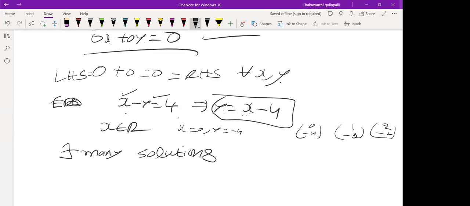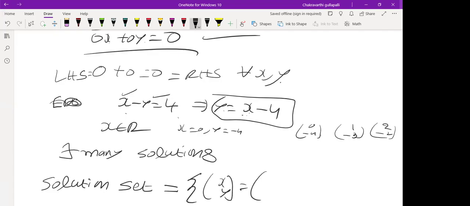What is the solution set? Solution set means the set of all solutions. So it is the set of all (x, y), where x is a free variable and y is x minus something. X is real, or it is free. Such a variable x is called a free variable. What is meant by free? You can give any value for that. Such a variable is called a free variable.